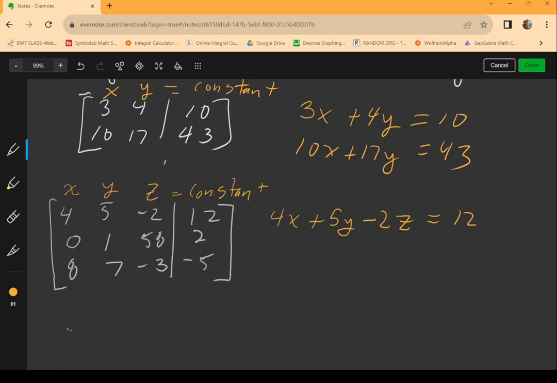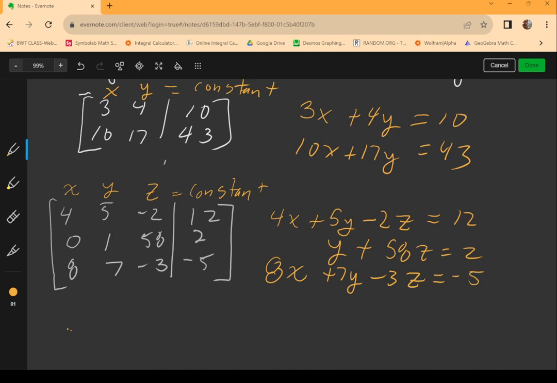Looking at the second equation, now there's a 0 there. What that's telling me is there's no x part in the equation, so we can just start with the y. No need to write 0x, we can just leave it off. Then plus 58z is equal to 2. And for the last equation, the coefficients give 8x plus 7y minus 3z is equal to -5.